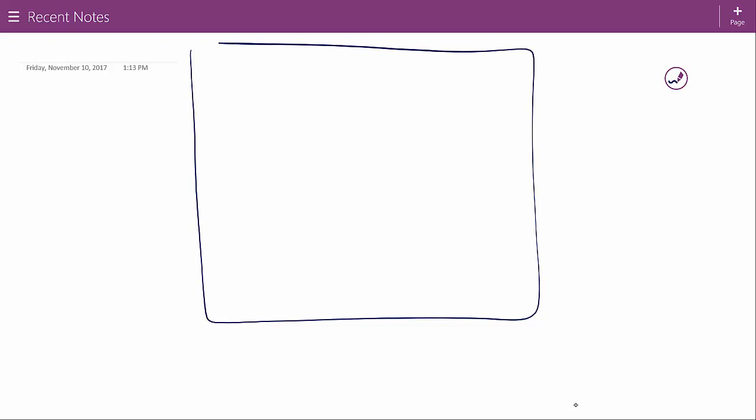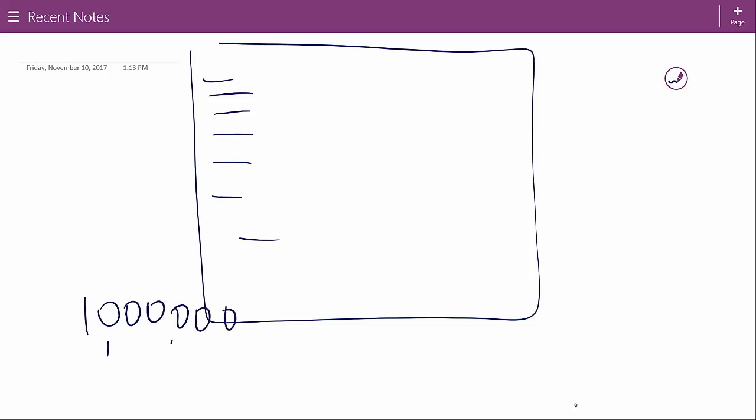Let's say I have a gigantic file, and the file has many different records. Let's say 1 million records, 1 with 6 zeros. So let's say I want to predict sales based on advertising, or even better, let's say I want to predict the price of a car based on the mileage. Remember this example that we did in class.